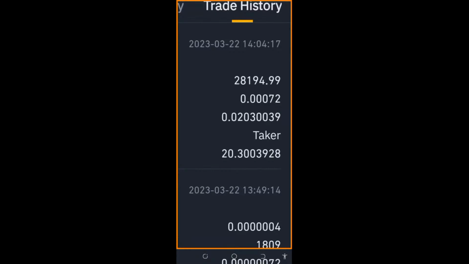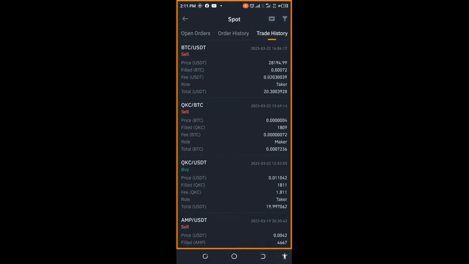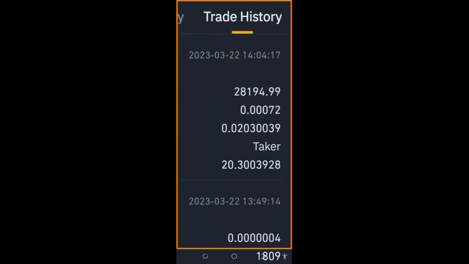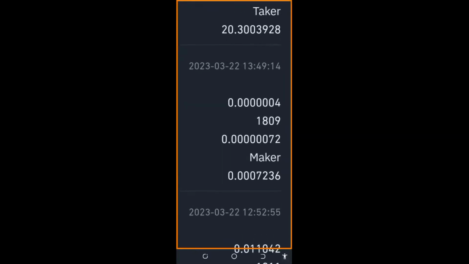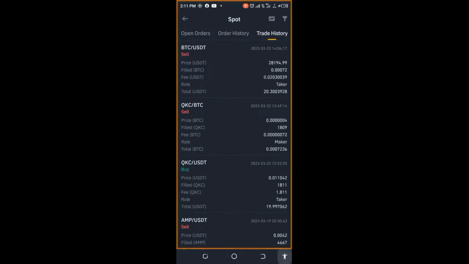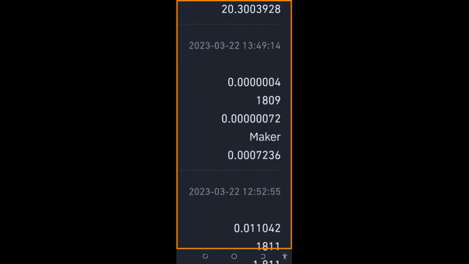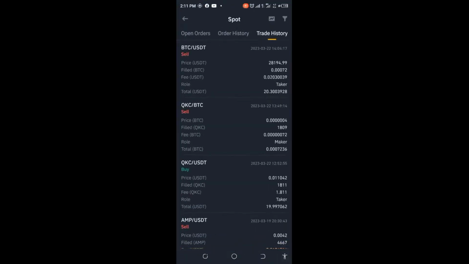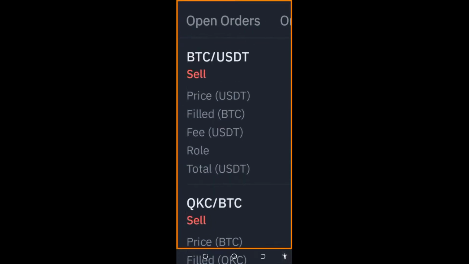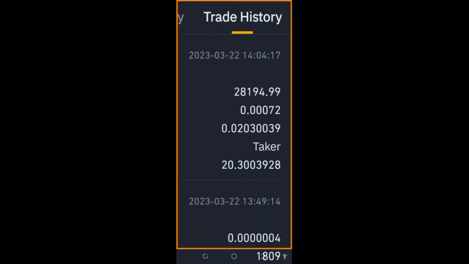Interesting. We got 20.30. But don't forget that they will take out fees. I'm just wondering why. We had 20.30 here, but don't forget that in the process we actually paid fees for QKC BTC. Did we? Yes, we did pay a fee. That's the amount of fees, as you can see there, 0.000072. We also paid a USDT fee here. That's about 2 cents.